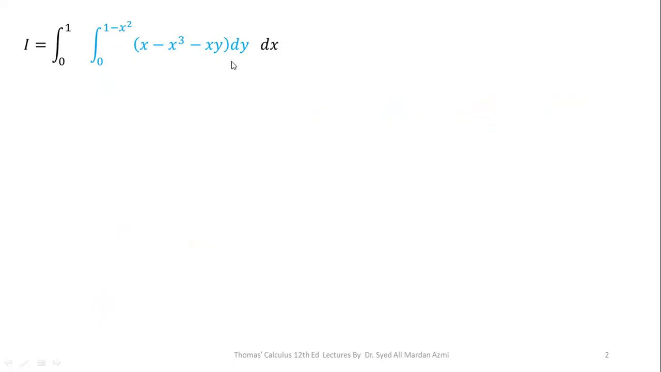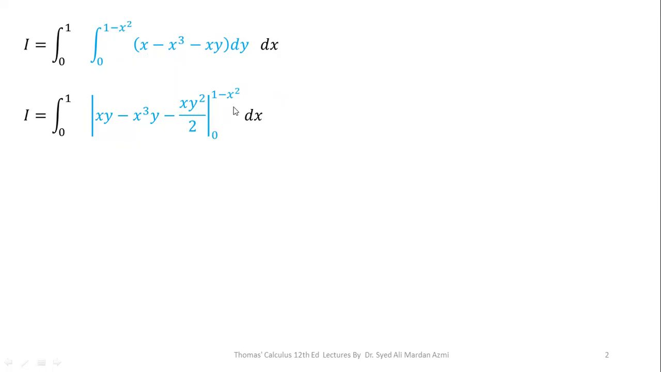In the next step, I will perform integration with respect to y. Please note that with respect to y, x will be constant. So x minus x cube will behave like a constant. And we will perform the integration. Integration of x will be xy. Integration of minus x cube is minus x cube y. And integration of minus xy is minus x into y square over 2 for the limit 0 to 1 minus x square.